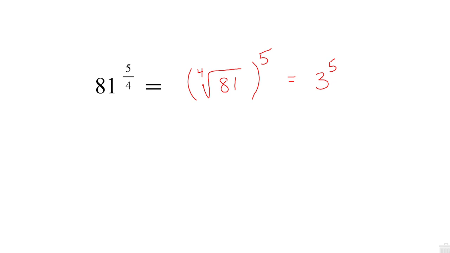Well, we know 3 to the 4th is 81, so just multiply 81 by 3 to get 3 to the 5th, which is 243. And yeah, that's how we evaluate rational exponents. Almost always easier to just do the root part first.